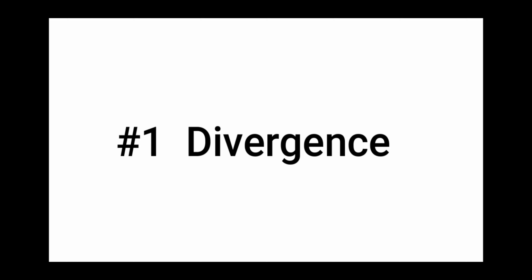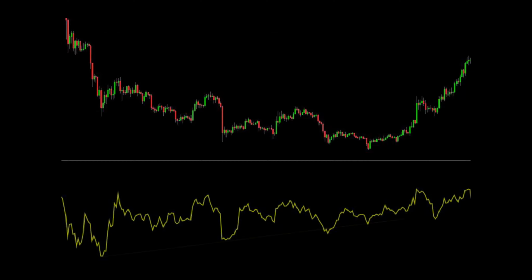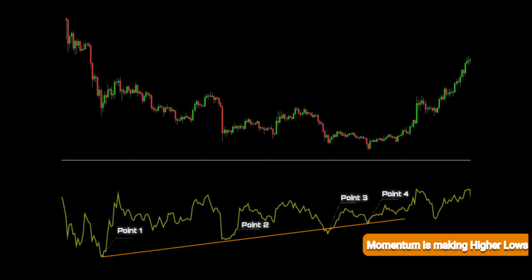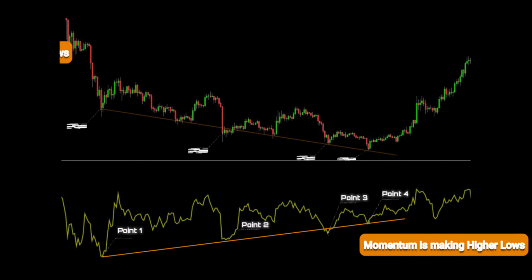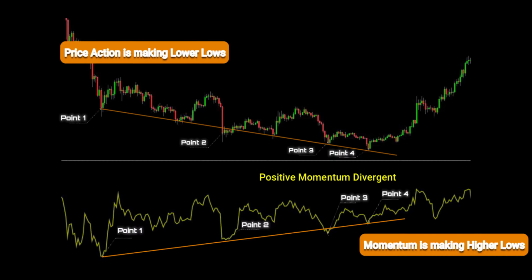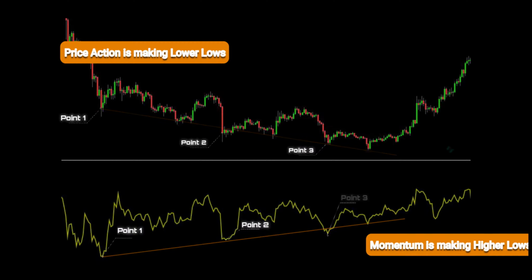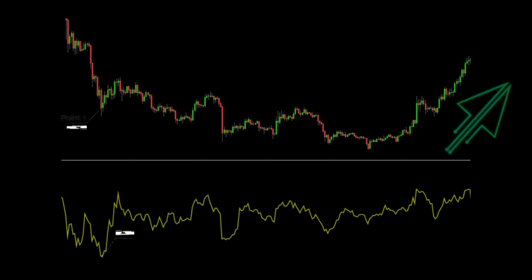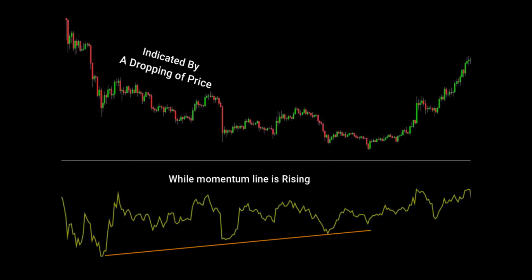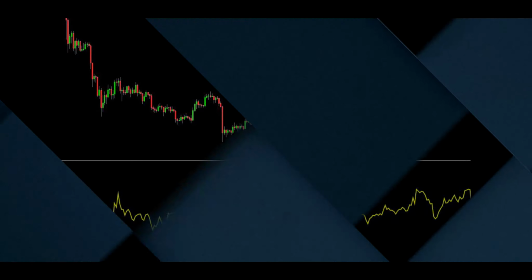Number 1. Divergences. Divergences are powerful signals. Where the momentum is making higher lows while price action is making lower lows, it is a sign of positive divergence. This is not a certainty that the trend is about to reverse, but it hints at a strong probability that the market is going to rebound in the near future as price is descending at a decelerating rate.